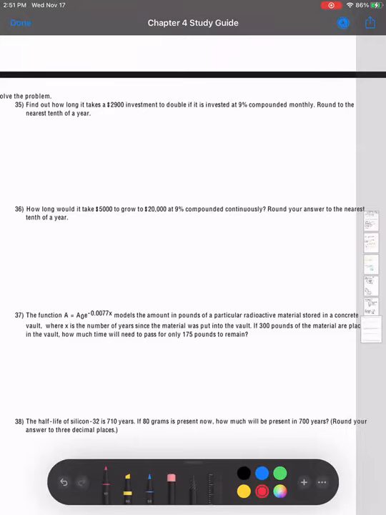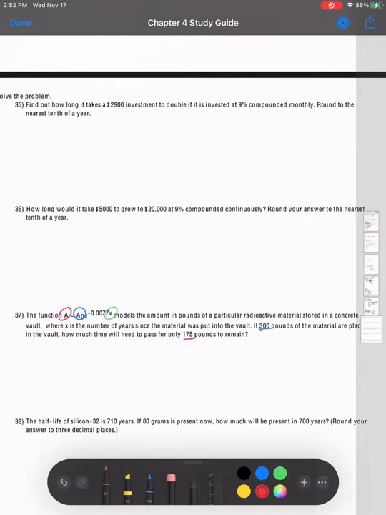175 pounds to remain? So the first thing we're going to do is plug in everything that we need. First we're going to have to find the A. A is the final amount of whatever you're looking for. So that is the 175. And then A0 is the initial amount. So that's going to be the 300. And then what we're solving for is the x. So that doesn't have a value yet.